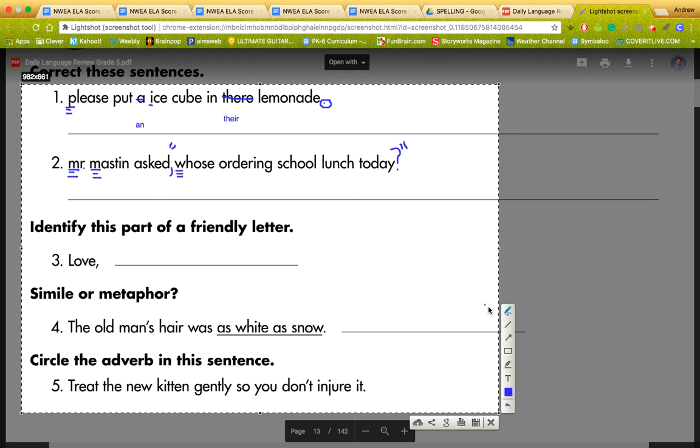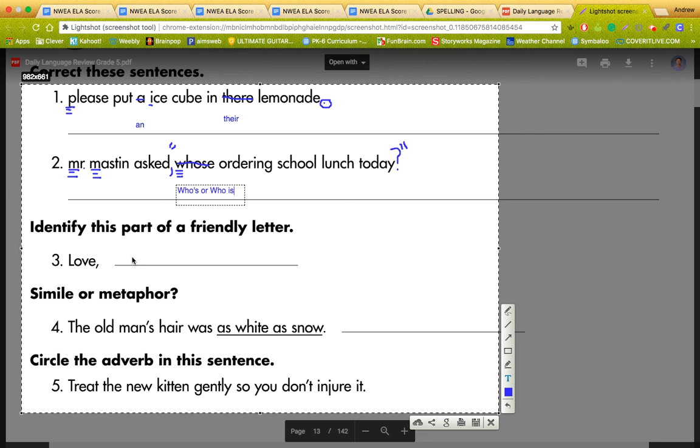Now, one more thing. This is the wrong whose. So you can do two things. You can either put whose or who is. Either one's okay. All right, let's go to number 3.